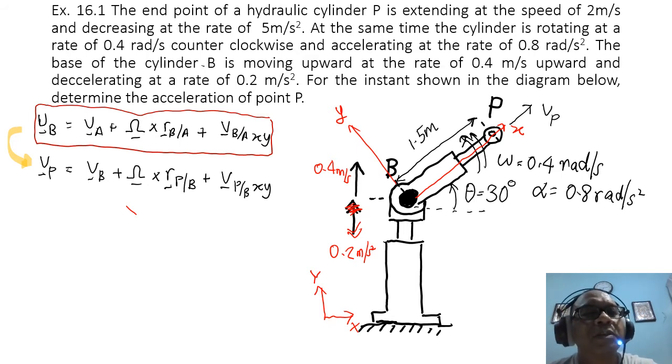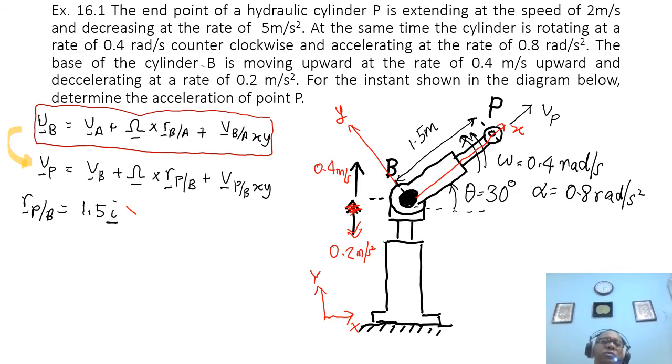So what is the position vector P relative to B? It is 1.5 meter along X. P is 1.5 meter long. So P relative to B is 1.5 I. Right. So we have that. Let us tick that. Okay, so what about this one? We have done this. What about omega? Do we have omega? Yes, we have our omega here.